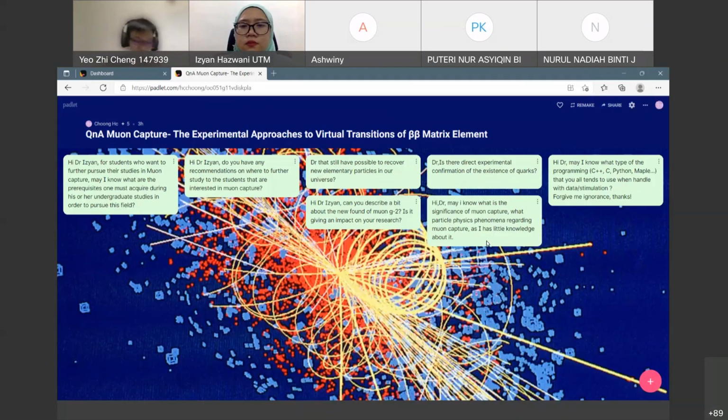Okay. So, all right, since these are the questions from the Padlet, Dr. Izyan, I personally have a few questions. Earlier you said that muon capture can be used in medical applications, and if I'm not mistaken, also radioactive waste, how do you call it? It's not decomposition, but disposal. Disposal of nuclear waste, right? So I was wondering if it is now being used extensively or is still under research so that it could be used in the future.